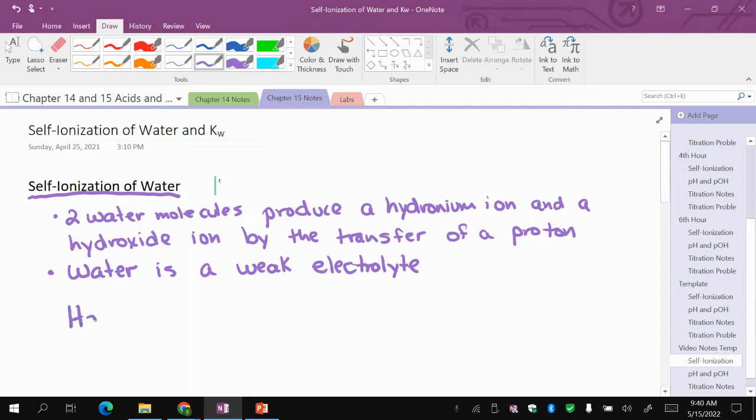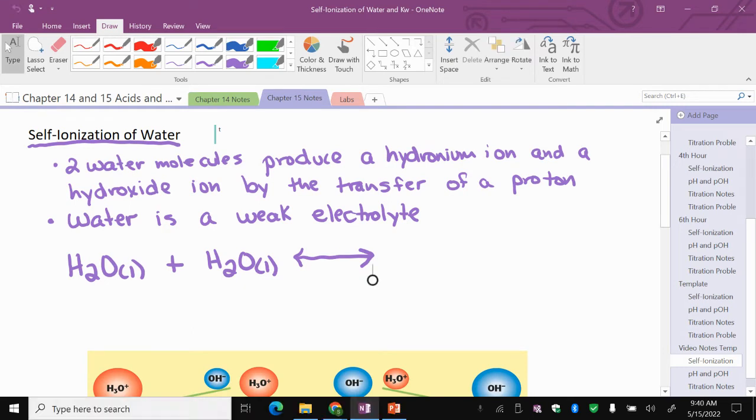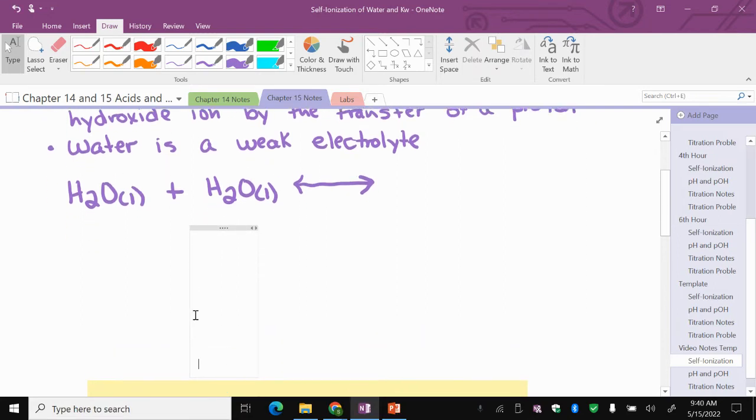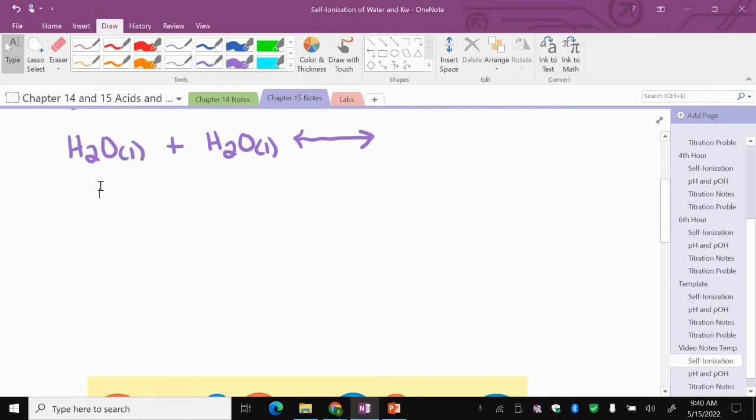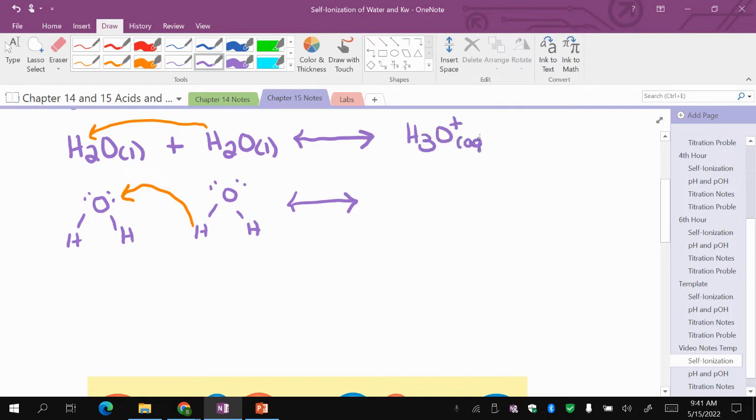And so to show you the equation, I'm going to write two water molecules. They're both liquids. And I think it's helpful to draw the Lewis structures. Let me give myself a little more room in here to do that. And so you have the transfer of a proton from one water molecule to another. When that happens, we produce a hydronium ion in solution and a hydroxide ion in solution.